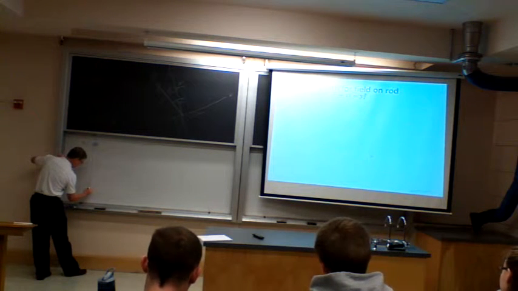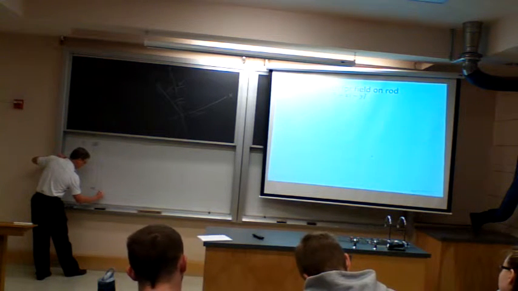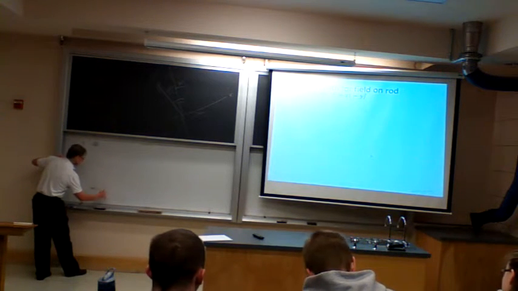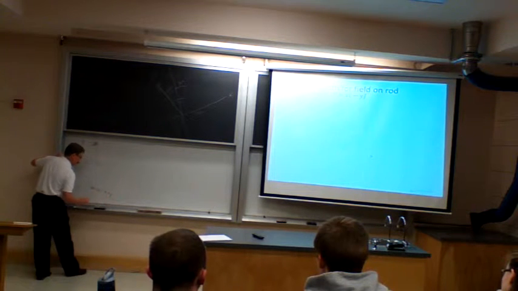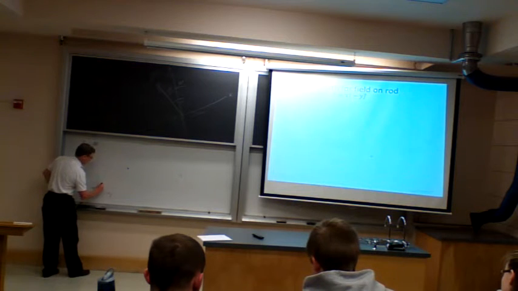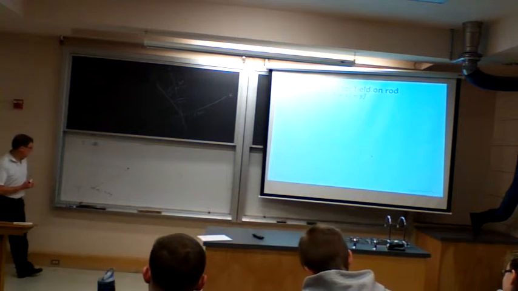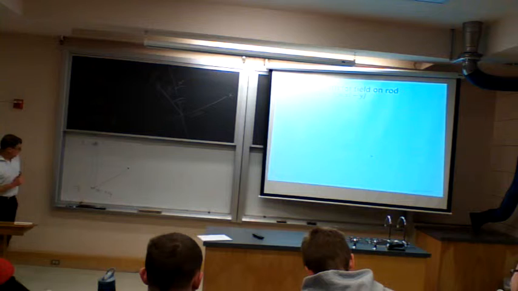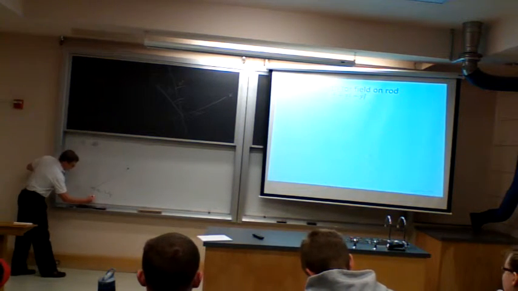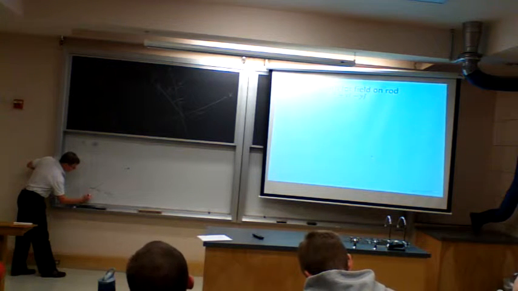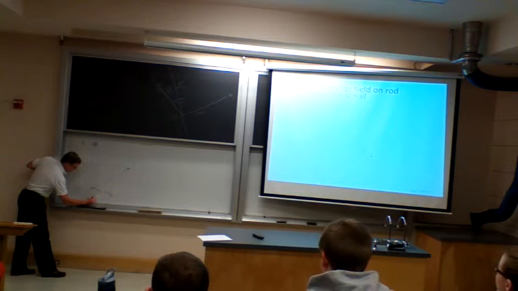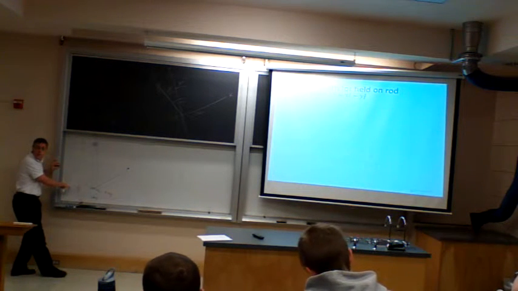I'm going to start with this part here, with dQ equals lambda dy. And I'm going to look at the field at a point somewhere on the x axis. What is R now? What's the coordinate of this point here? It's 0 in the x direction and y, where y is equal to negative L over 2.